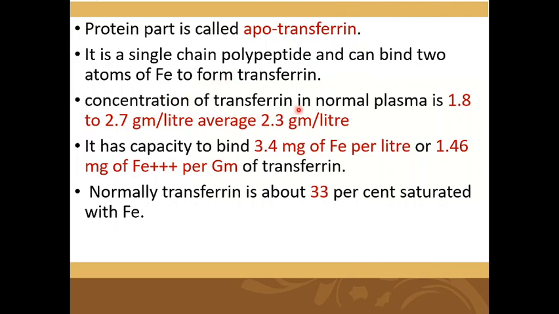Concentration of transferrin is 1.8 to 2.7 grams per liter with an average of 2.3 grams per liter. It has the capacity to bind 3.4 milligrams of iron per liter or 1.46 milligrams of ferric iron per gram of transferrin. These are the figures. You have to memorize them or write them down. For the MCQ point of view, they are important. Normally, transferrin is 33% saturated with iron.